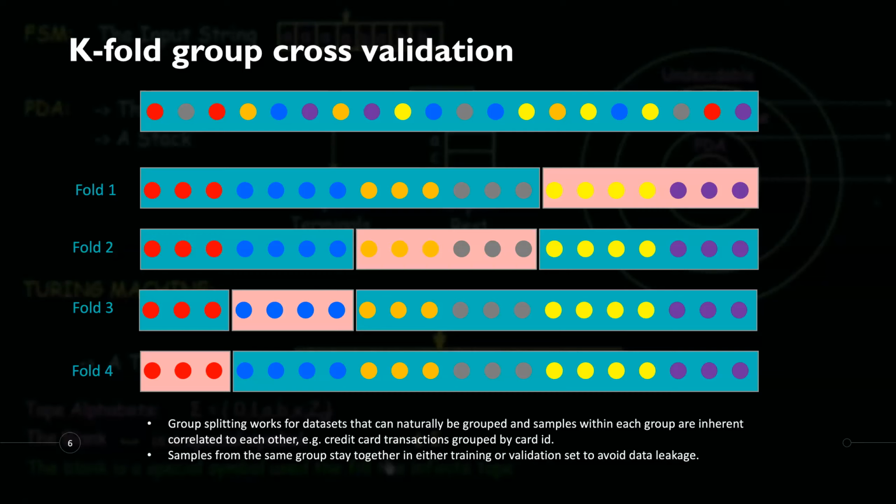In our case, you'll see that the bars with the same color will be grouped. They will be placed either in the training set or in the validation set. We cannot split the bars with the same color and put them in both training and validation. So that's what is called group cross-validation.